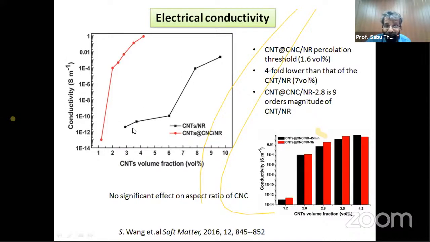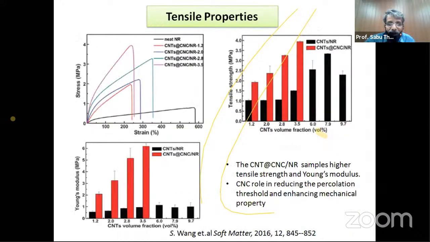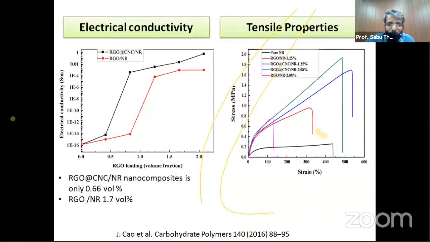They put CNT into natural rubber and you can make conductive rubber, conductive elastic bands. But this is CNT alone, you get a percolation here. But look at CNT and CNC, nanocellulose together. You can have percolation at very low concentration. So the percolation threshold could be shifted to a very low concentration of CNT. CNT is a very expensive material. So one can make electrically conductive material, conductive rubbers you can make. I will skip all the slides. I will show you the next one.